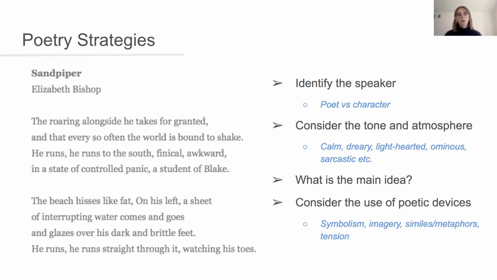Another thing to be paying attention to is what the tone and the atmosphere of this poem is. So is it calm? Is it dreary? Is it humorous or sarcastic? Be thinking of some adjectives to describe this as you're reading through the poem. Next thing to consider is what is the main idea of this poem? And then, of course, the use of poetic devices. So symbolism, imagery, similes and metaphors, tension. There are lots of poetic devices that might be used, and oftentimes the questions will ask about these specifically.